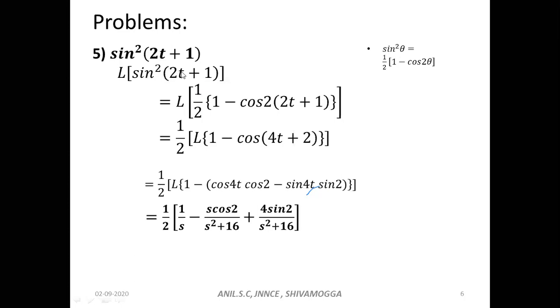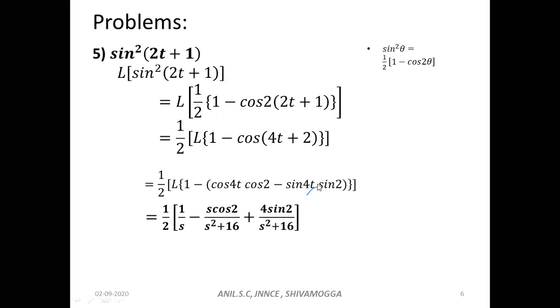Clearly, this takes the sin square theta form. Sin square theta is half into 1 minus cos 2 theta. Therefore, half into this, 1 by 2 is constant, keep it outside. L of 1 minus cos of 2 into 2t, which is 4t, plus 2 into 1, which is 2. Therefore, this is equal to half into L of 1 minus cos of 4t plus 2.